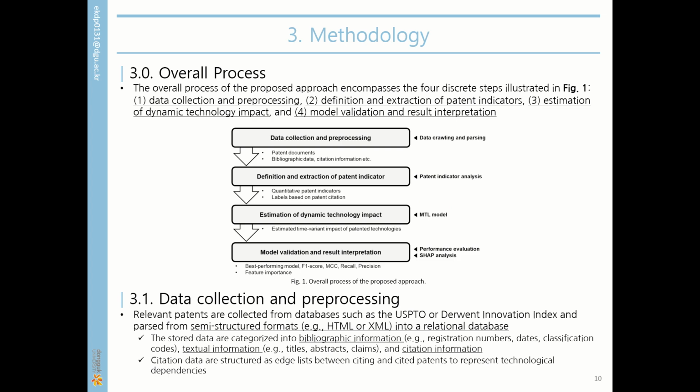The overall process of the proposed approach encompasses the four discrete steps illustrated in Figure 1. Relevant patents are collected from databases such as the USPTO and stored in a relational database after passing through a semi-structured format. The data are categorized into bibliographic, textual, and citation information. Citation data are organized as an adjacency list to represent technological dependence between patents.